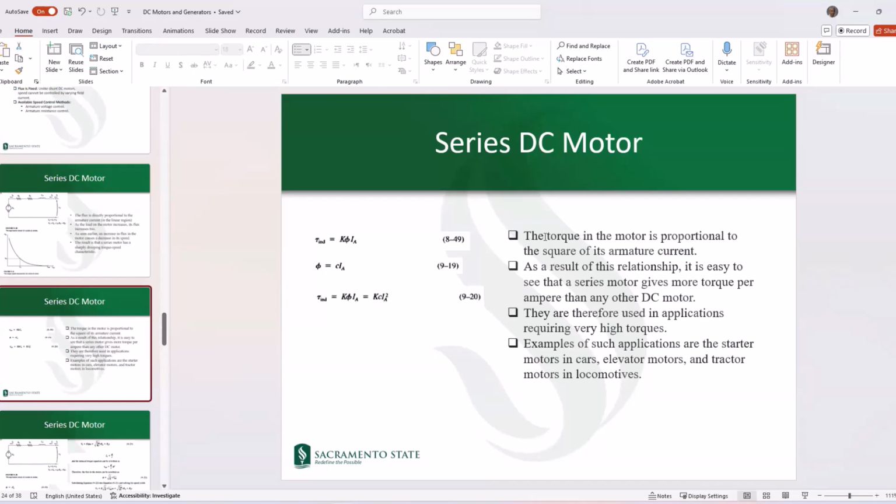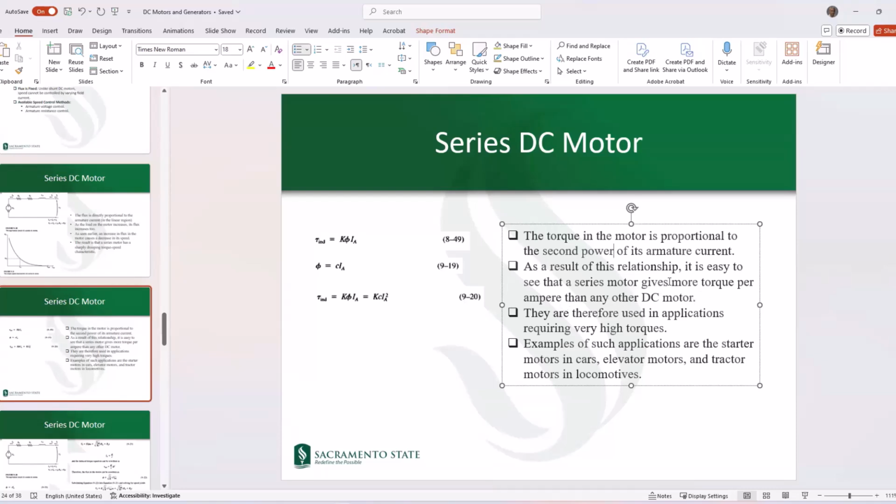So let's go over these bullets. Also, the torque in the motor is proportional to the second power of its armature current. As a result of this relationship, it is easy to see that a series motor gives more torque per ampere than any other DC motor.